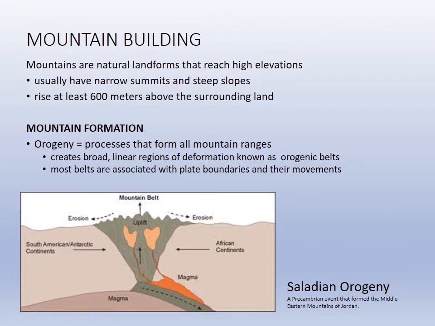Mountains are natural landforms that reach higher elevations. Generally, they have steep slopes and narrow summits. To be a mountain, you need to be at least 600 meters above the surrounding land. Now, mountains are built; orogeny is what it's called.